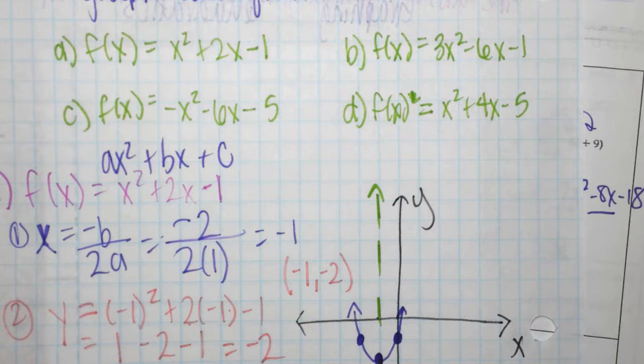Alright, now b is negative 6. What's the opposite of negative 6? Positive 6, divided by 2 times, what's your a? So I have to plug in -1. Yeah, it's the opposite.